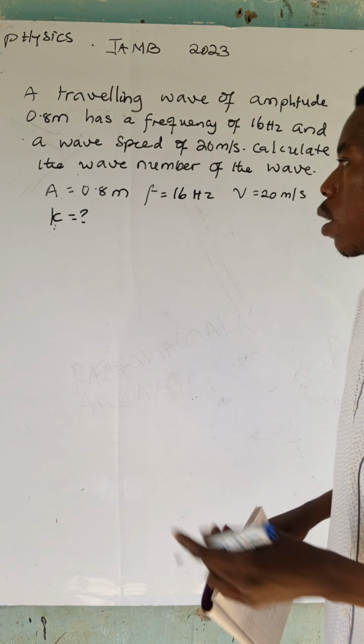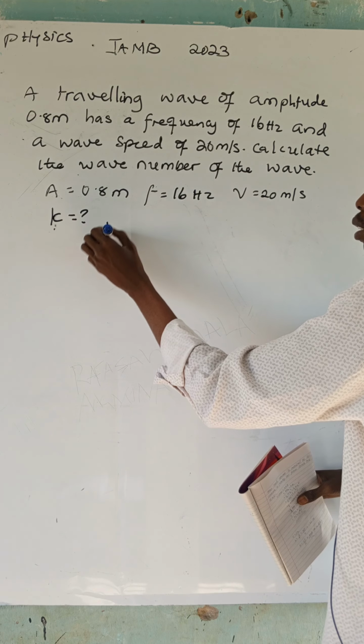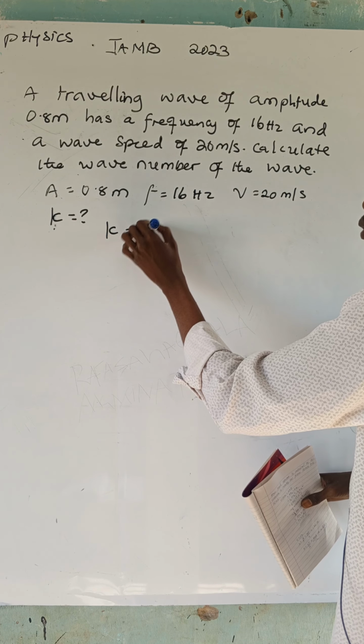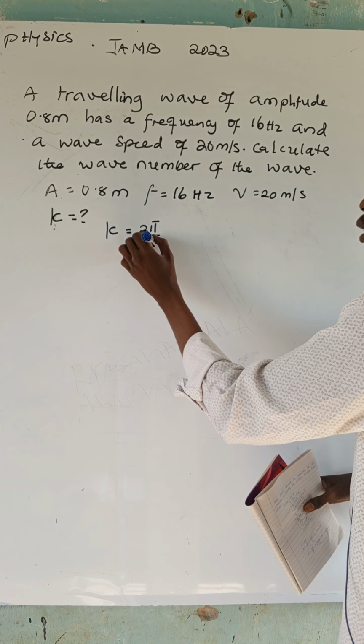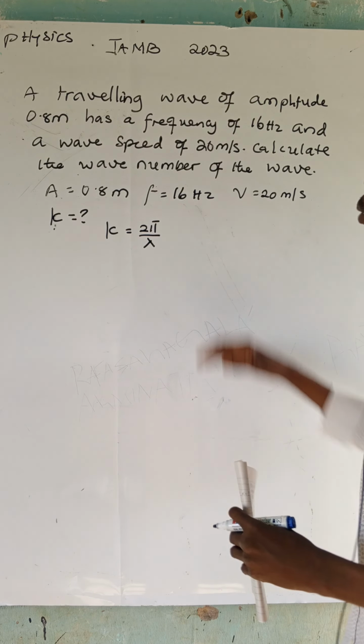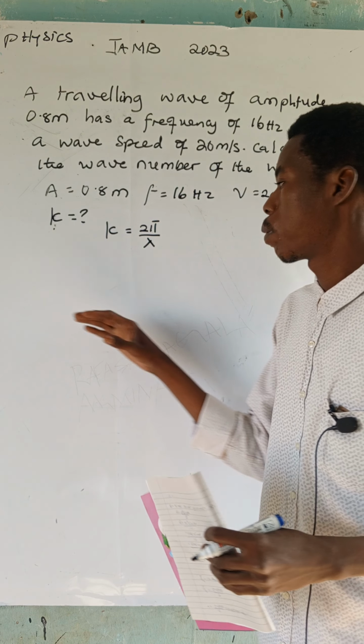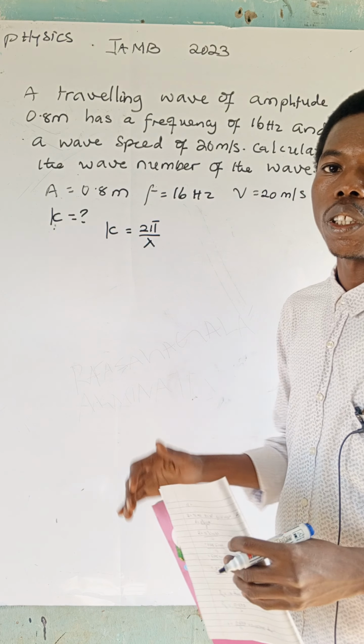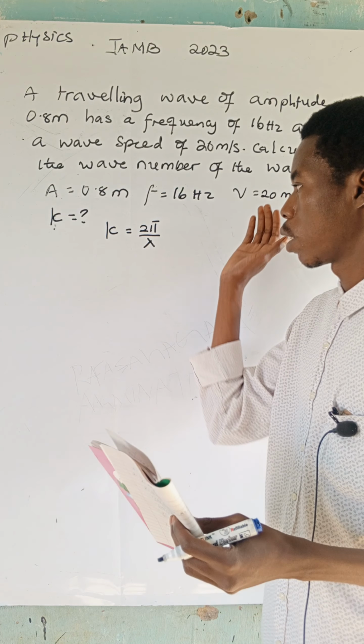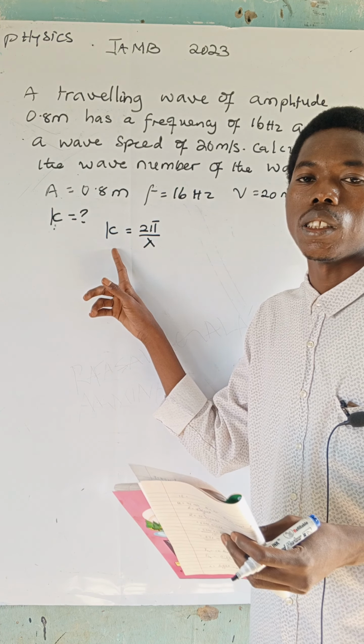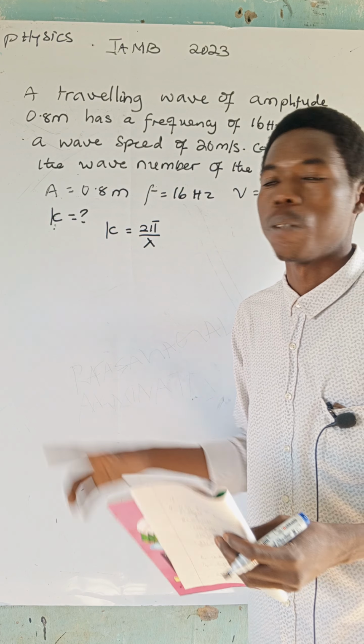So wave number is given by K equals 2 pi over lambda. From what we have here, we don't have lambda. So let us find lambda and then come back and get the wave number.